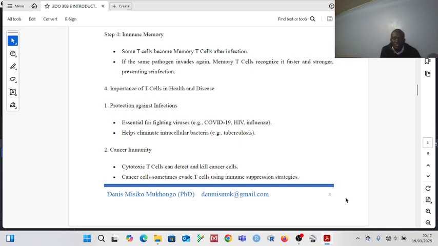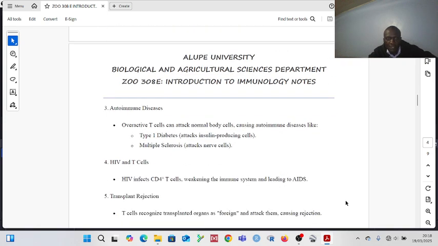Okay. So what is the importance of these T cells, both in the maintenance of health and in the occurrence of disease? So the first importance is they help in protection against infection, because they help in fighting. They are essential for fighting against viruses. Remember, they are attacking cells that have been infected by viruses. The other bit is they also help in cancer immunity because they help in destroying abnormal cells.